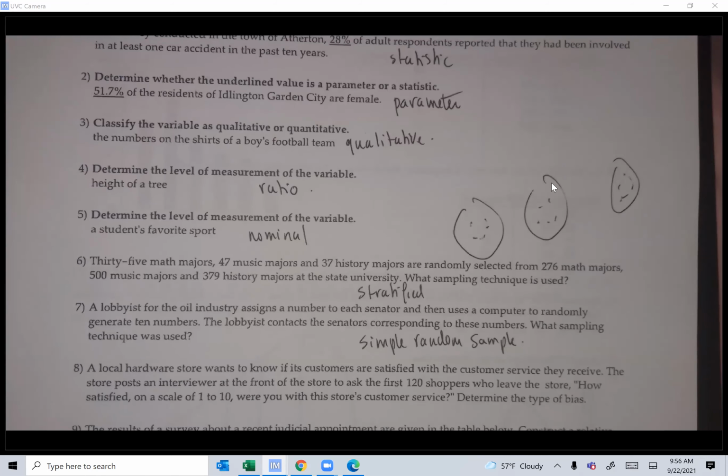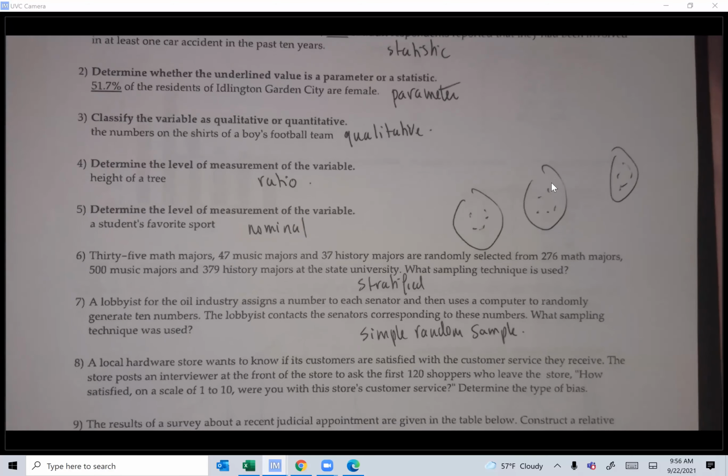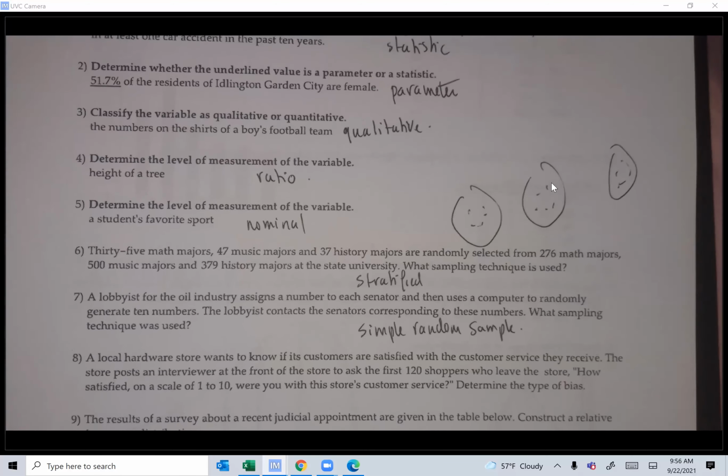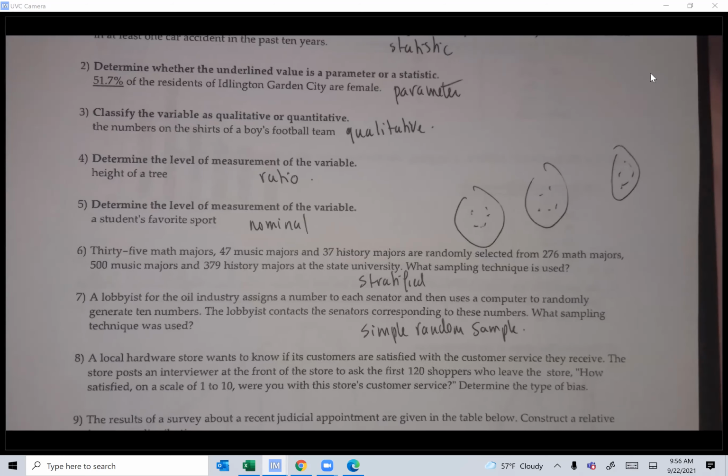Do you have any comments, guys, on this? What do you think, if there is bias here, what kind of bias would it be? Any suggestions?